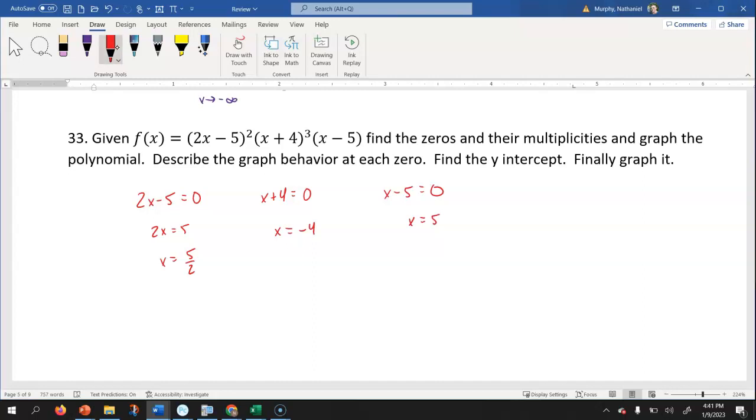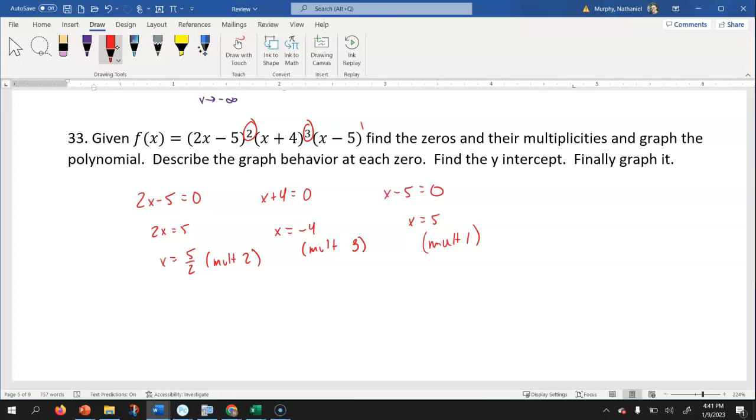Now let's figure out the multiplicities. So this has a multiplicity of 2 because it's being squared. This one has a multiplicity of 3 because that one's being cubed. So we have 3 of the same one there. And this one has a multiplicity of 1 because we only have 1 there. So if you add those together, we have 2 of these, 3 of these, 1 of these, so that's a total of 6. So we'd have 6 zeros, just that some of those include multiplicities.